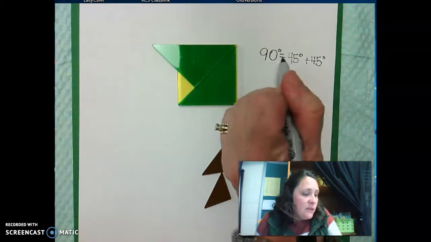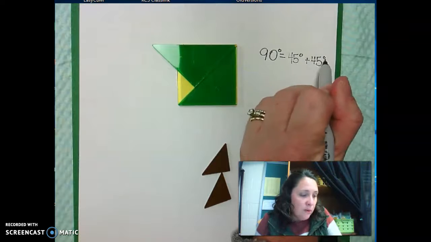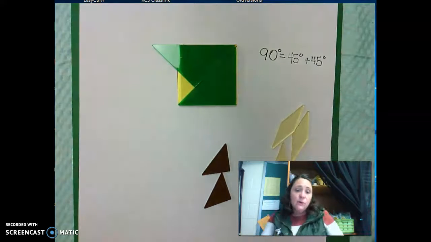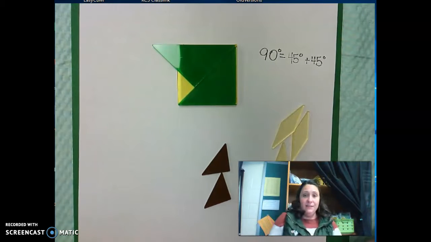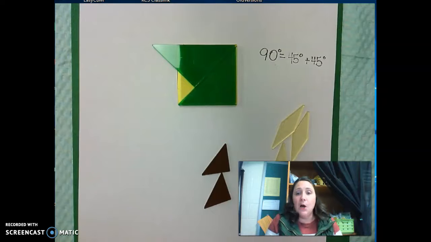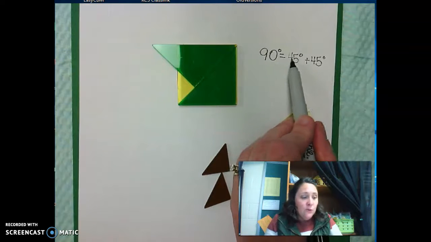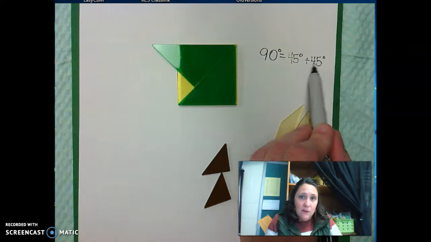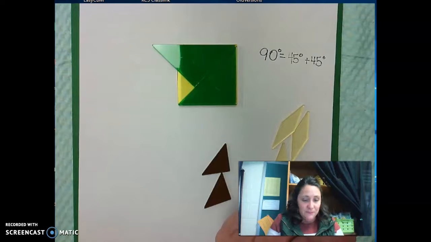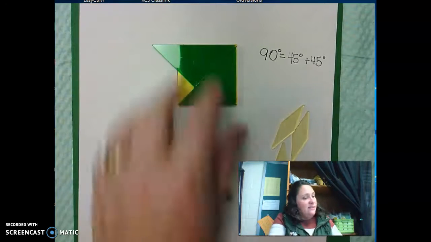Now you're going to notice this little small o that I've put right here, and that symbol stands for degrees. You've probably heard that word when we were talking about temperature, but it also is the term that we use for the measurement of angles. So we say 90 degrees is equal to 45 degrees plus 45 degrees. Okay? Let's look at another example.